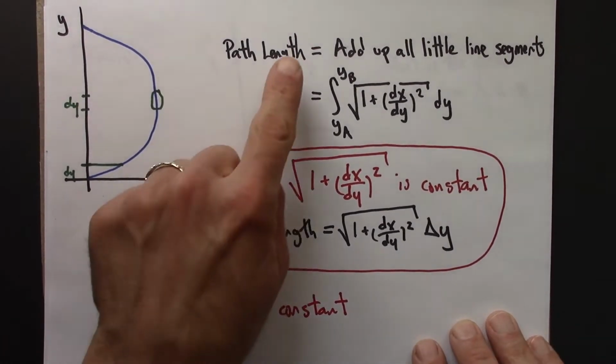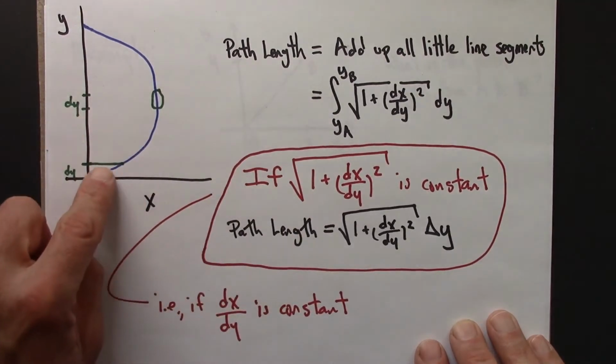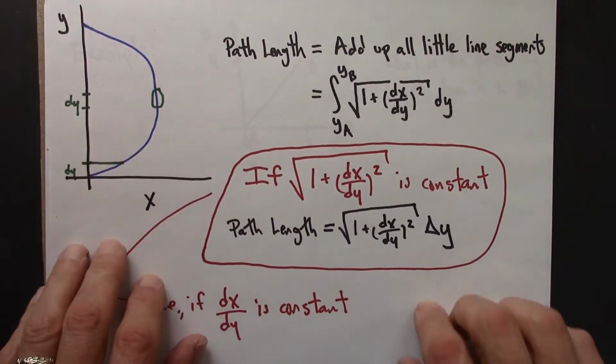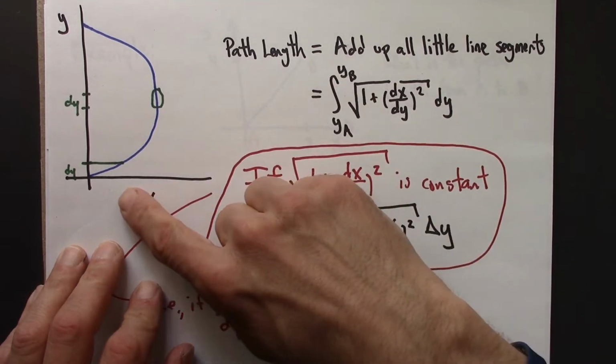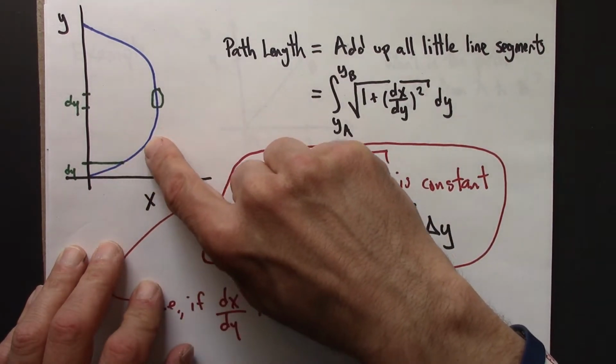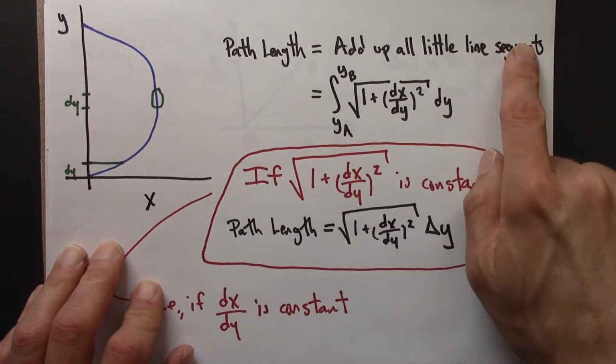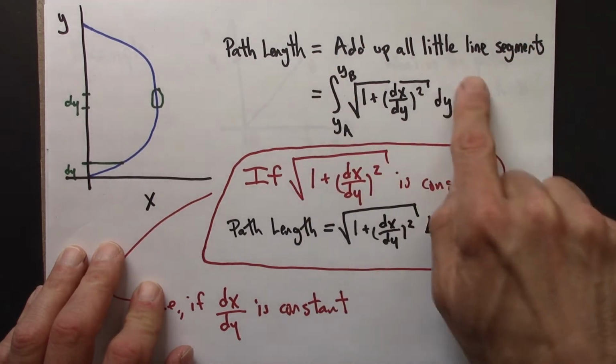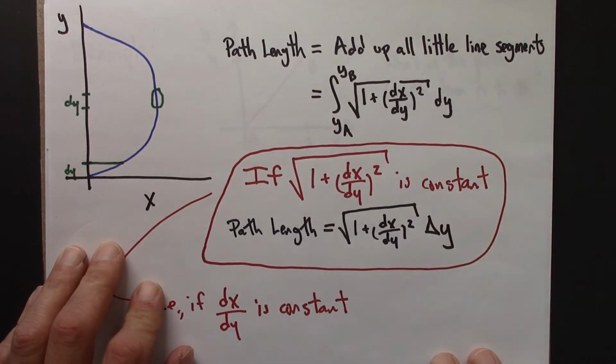So we've seen how to calculate the path length. The path length, even of a curved path, we view as being made up of a bunch of little straight line segments, and we add up the length of all of those line segments. And that's what this definite integral from calculus does.